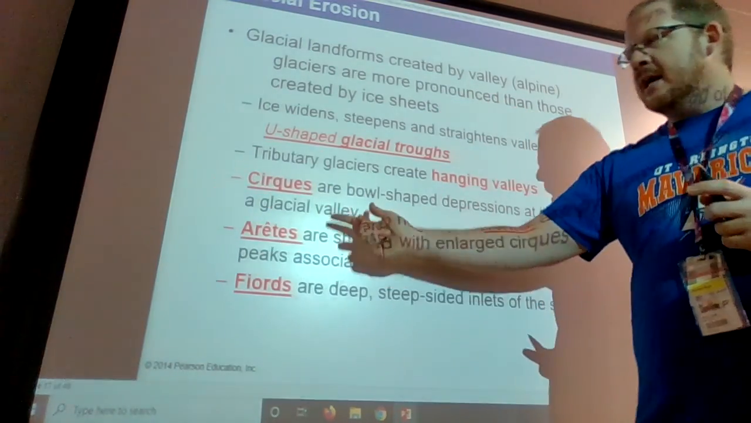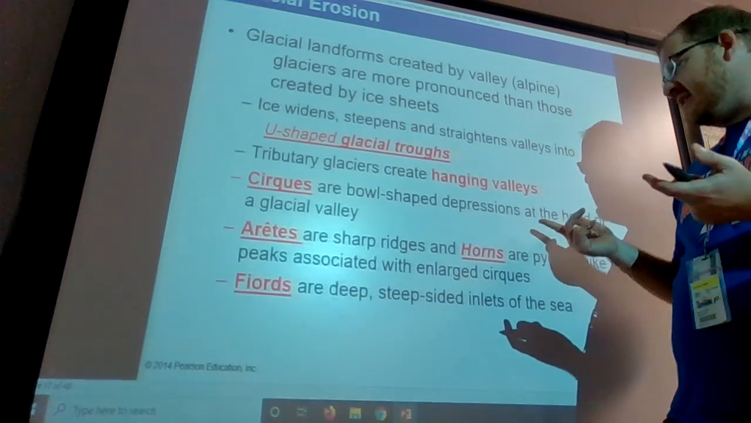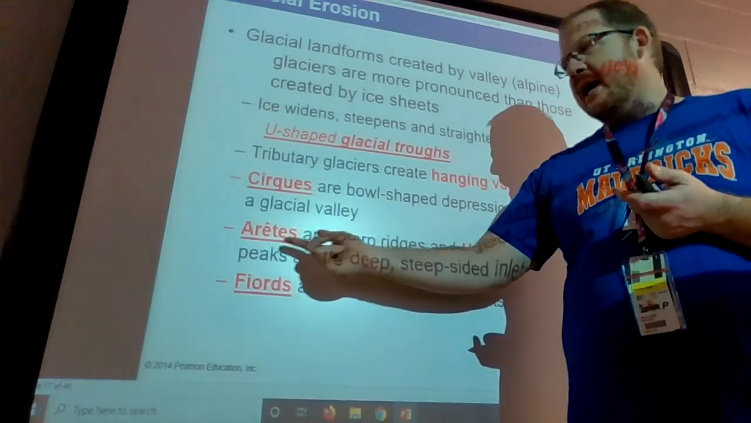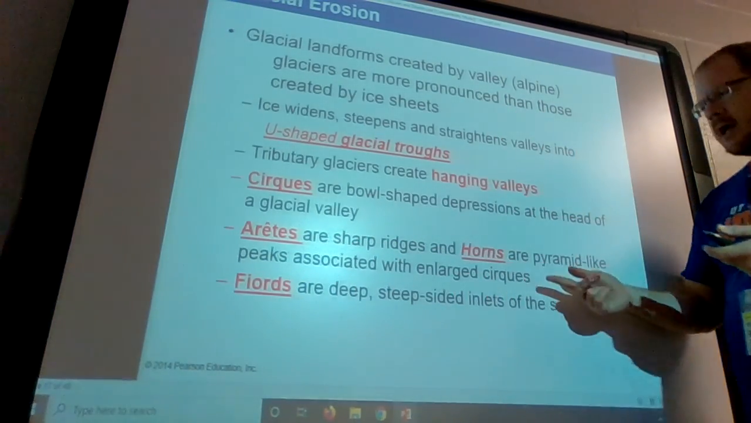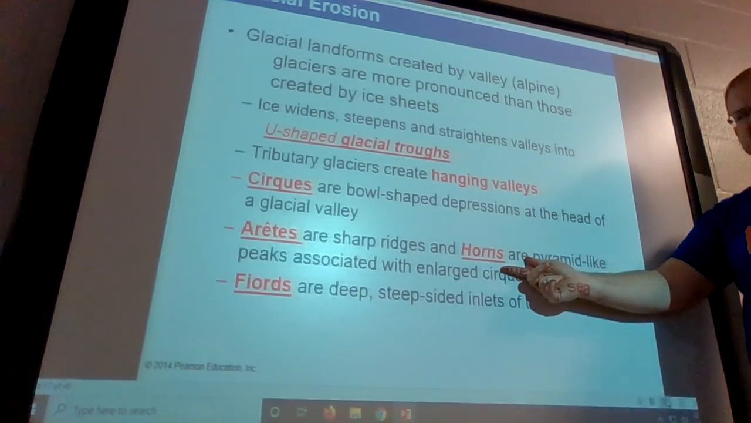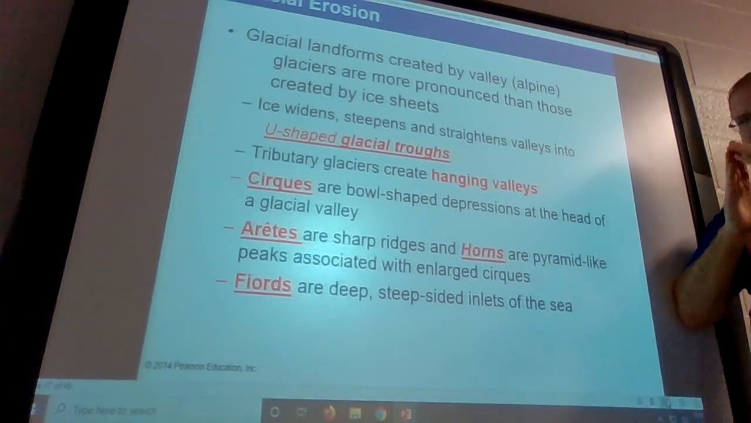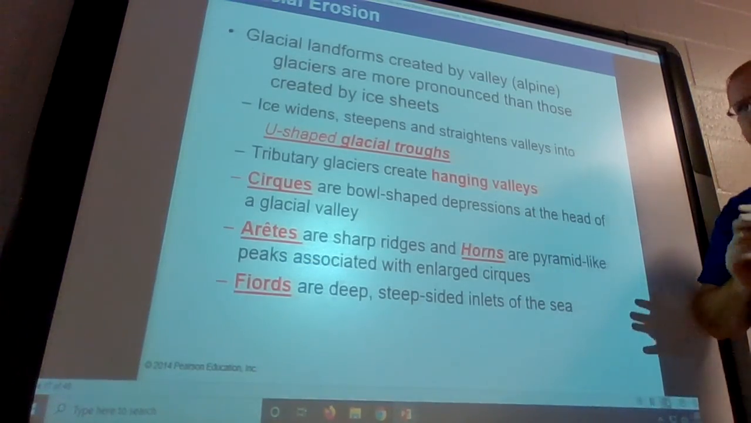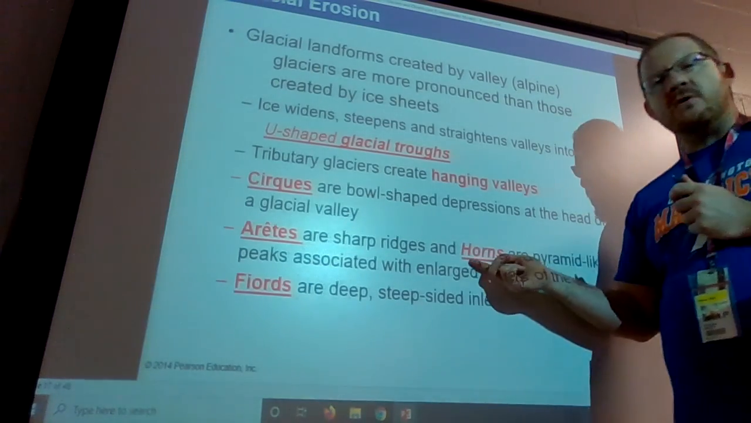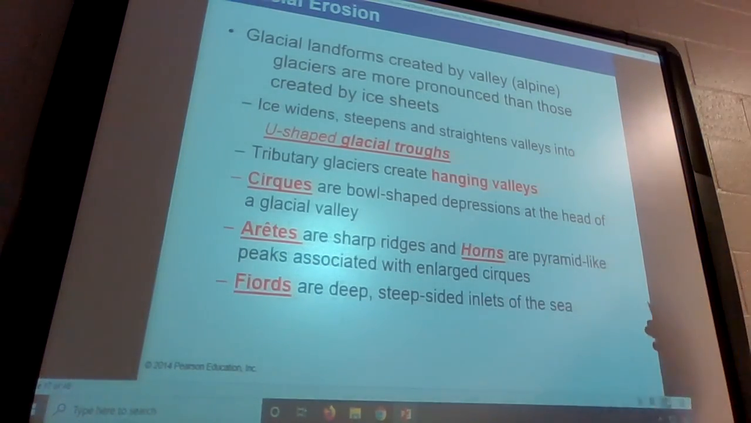Cirques and arêtes. Cirques are bowl-shaped depressions at the top of where a glacier forms. An arête is a sharp ridge. A horn is kind of the same thing, but instead of being a long ridge, it's just one very pyramid-like protrusion or peak. The Matterhorn is an example of a horn.